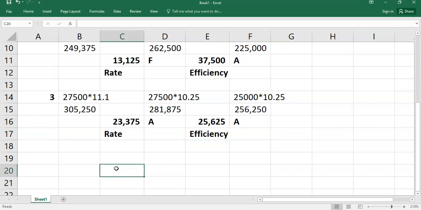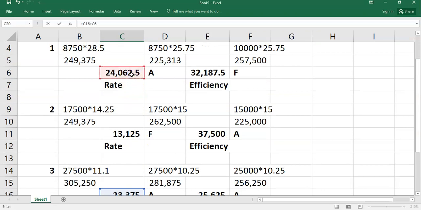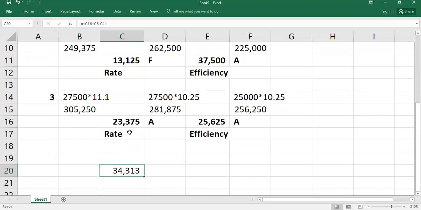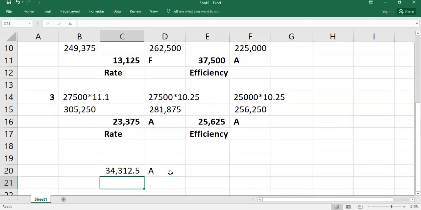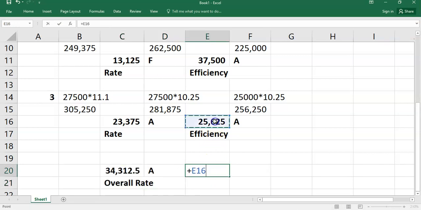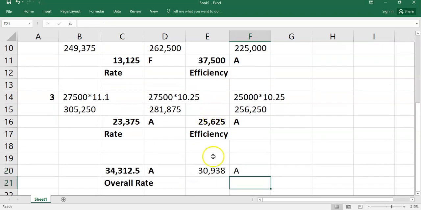So the overall rate there, just be careful which one you start with, adverse plus the other adverse, net the favorable, gets you to 34,312.5, and that is adverse overall rate. You weren't asked for it, but that's how you get it if you were. The overall efficiency, you add up the efficiency two adverse and you take off the favorable. Just be careful how you net them to make sure you're doing it the right way. And that will get you an adverse variance of 30,938 or 937.5 overall efficiency.